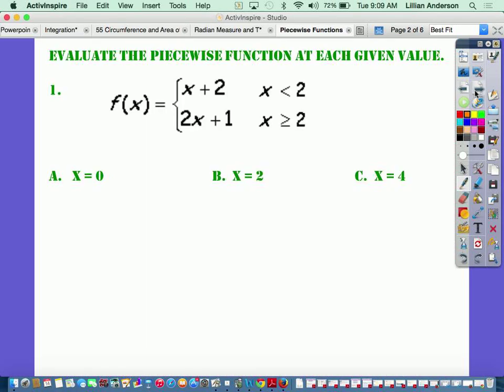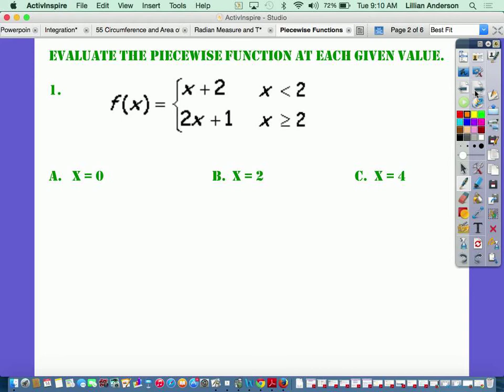Piecewise functions. It's exactly what you think it is. It's functions that are cut into pieces, okay? This is an example of a piecewise function. You have one function represented by this top one, f of x equals x plus 2, and then you have another function, f of x equals 2x plus 1. They're not the same function. They're two different functions. You can actually have more than two. But, I mean, again, it's piecewise functions. So you're going to have two or more.